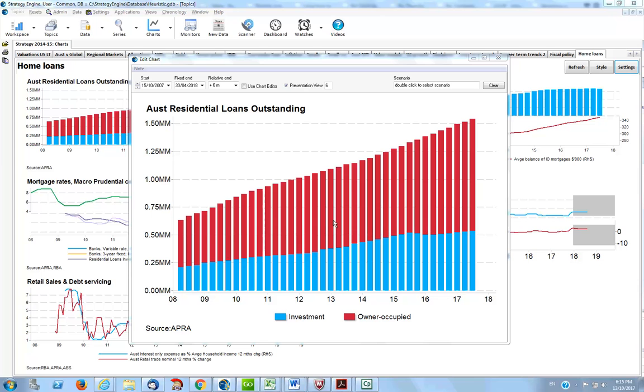So I want to start with just having a look at some trends in the residential loan market. What we're seeing on this chart is broken down into investment loans and owner-occupied loans. For example, since 2012, the amount of residential loans outstanding has grown from about 1 trillion to 1.5 trillion. If we split that out into investor and owner-occupied, investor loans, the blue bars, have grown from about 350 billion in 2012 to around about 535 billion. So there's been significant growth already in the residential loan market.